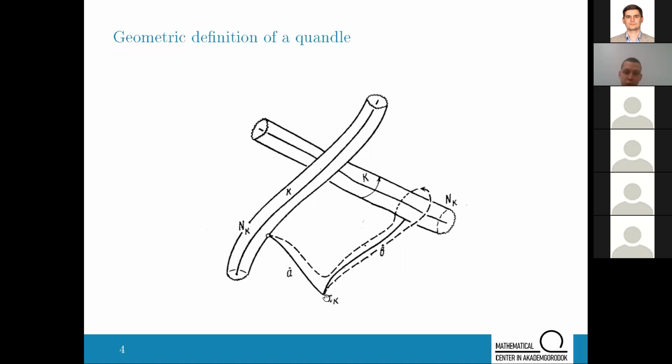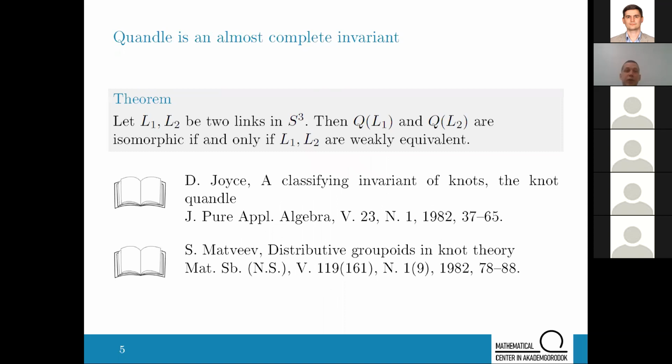So their product will be like a path which goes from the base point, goes around the tube here, and then goes near the second. So it's a geometric interpretation of a quandle. And what is nice about quandles is that a quandle is an almost complete invariant.